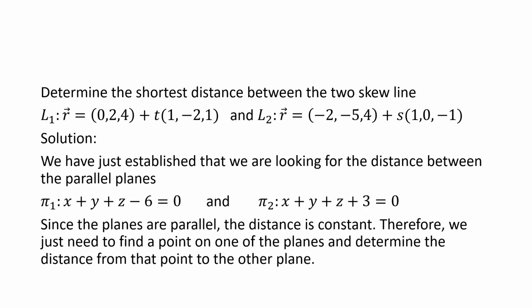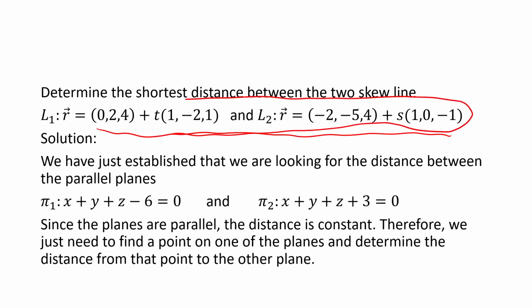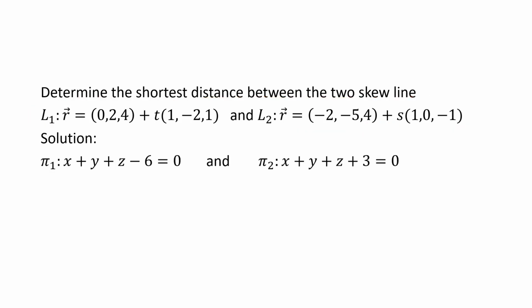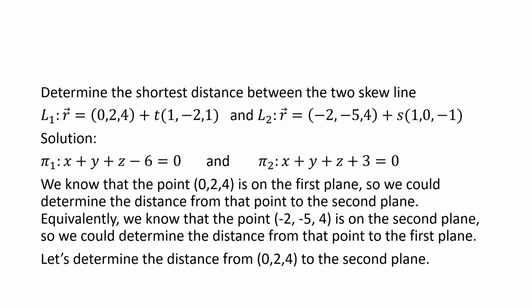And so basically what we've established is that the shortest distance between the two skew lines shown in the question would be the same as getting the distance between the parallel planes given here. The shortest distance between these two skew lines is the same as the constant distance between these two planes. That's kind of interesting. And so we just need to find a point on one of the planes.